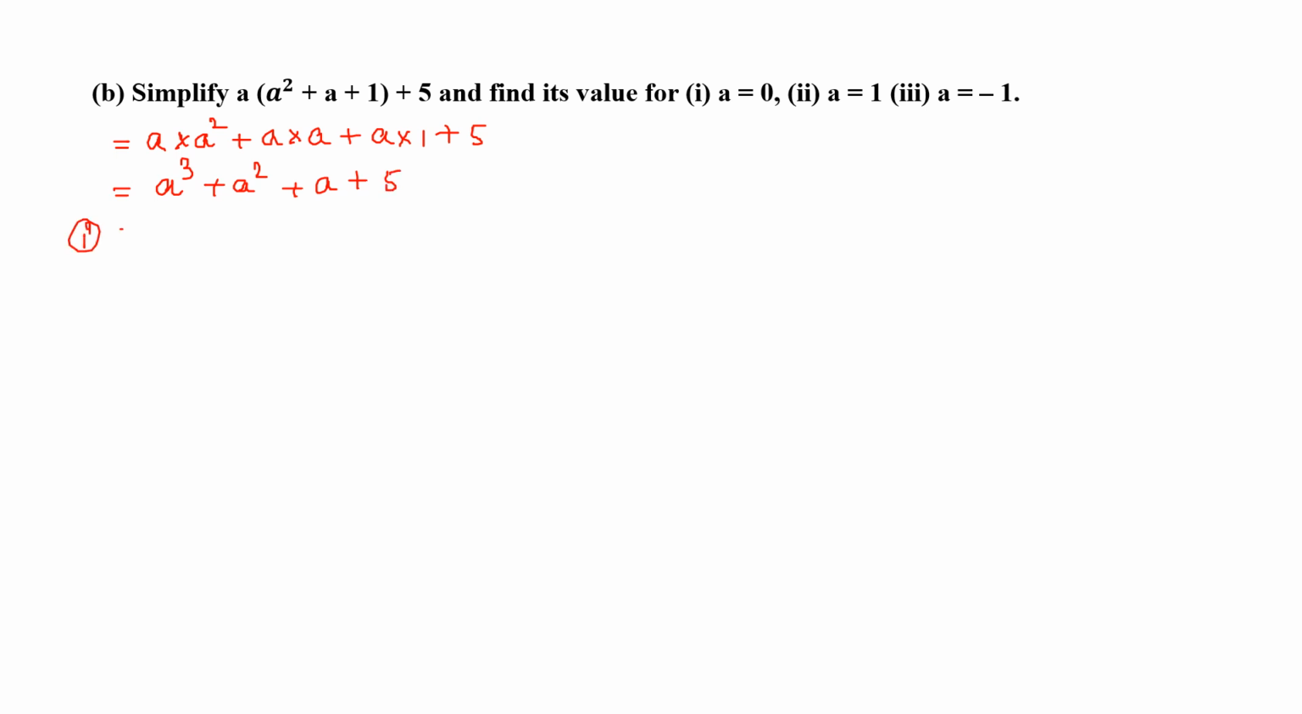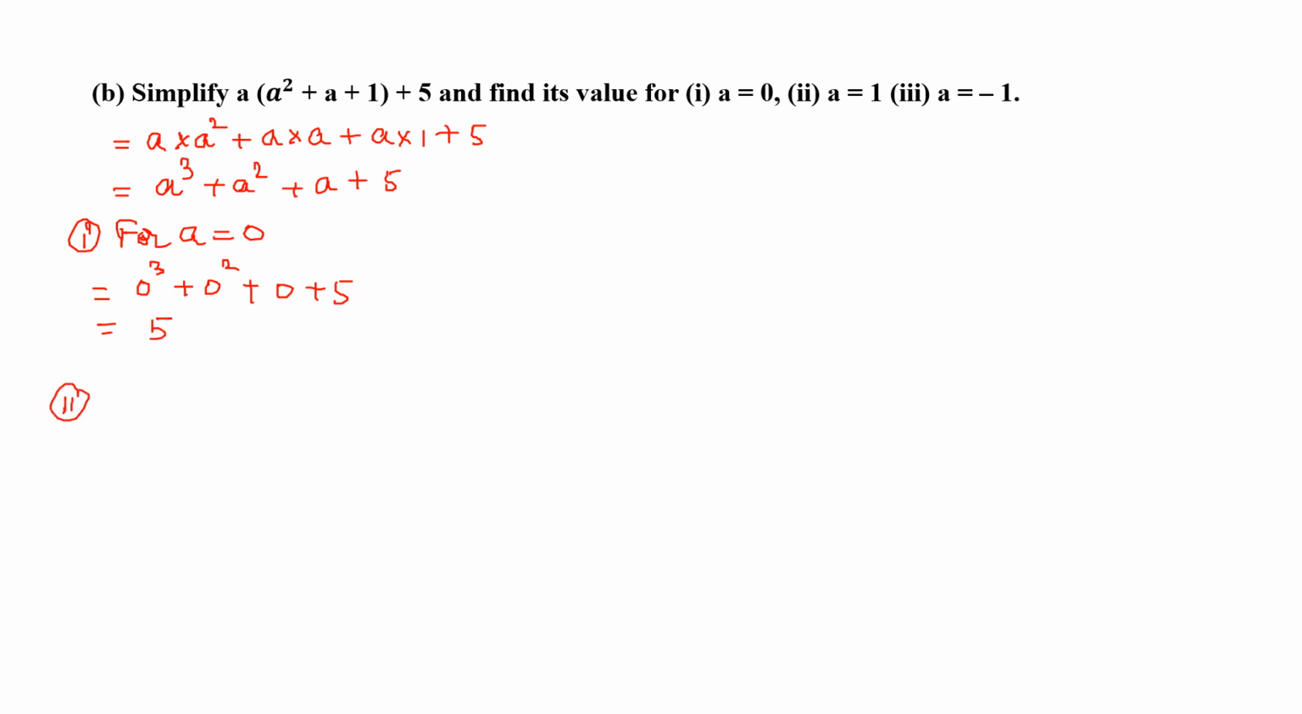Now first, you have to find the value of the expression for a equal to 0. When you put a equal to 0 in the above expression, it will be 0 cube plus 0 square plus 0 plus 5. All these values, 0 cube, 0 square, 0, are 0 only. So the answer is only 5.